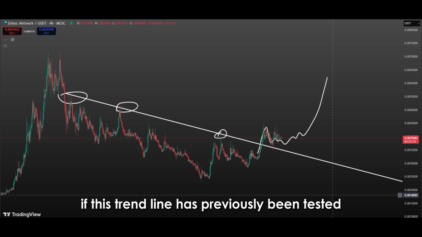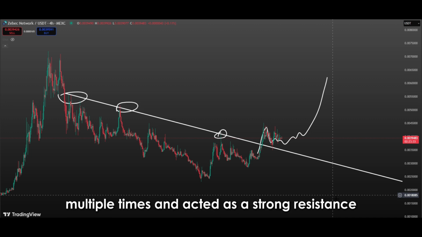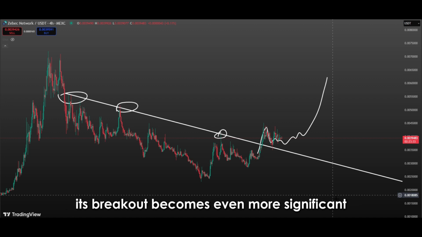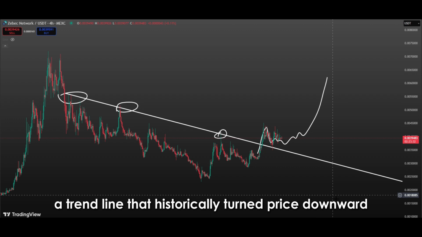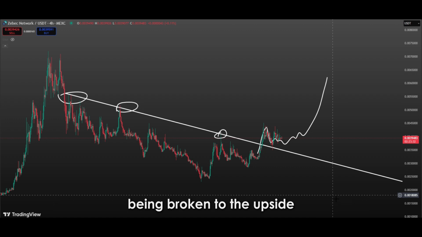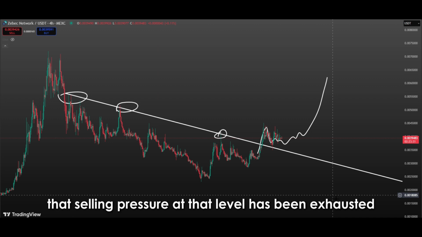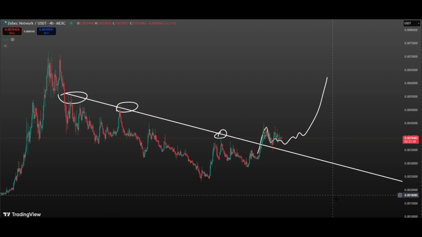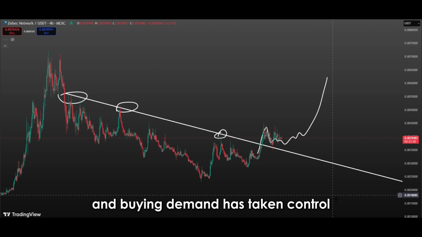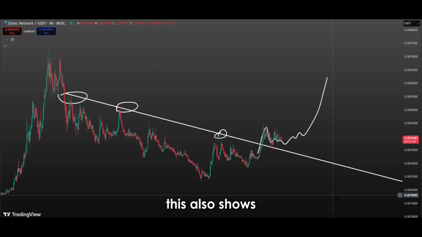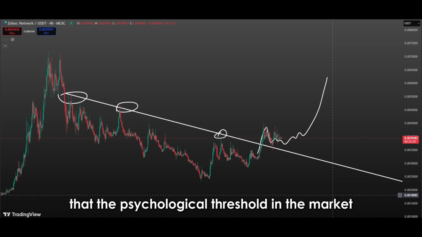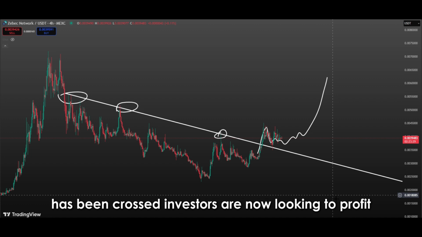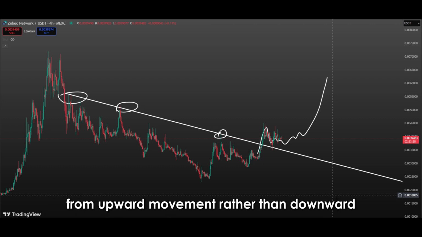Especially if this trendline has previously been tested multiple times and acted as a strong resistance, its breakout becomes even more significant. A trendline that historically turned price downward being broken to the upside is a clear indication that selling pressure at that level has been exhausted and buying demand has taken control. This also shows that the psychological threshold in the market has been crossed. Investors are now looking to profit from upward movement rather than downward.